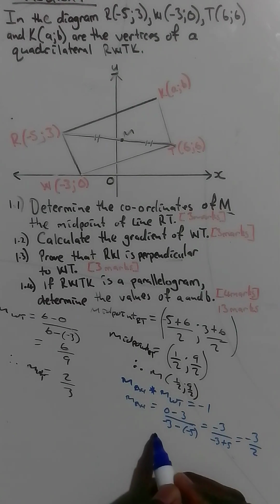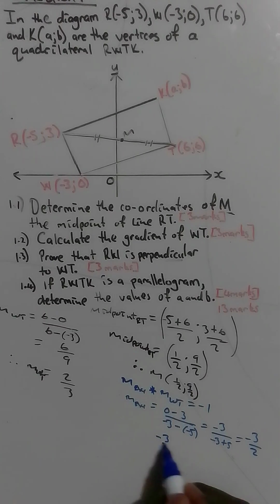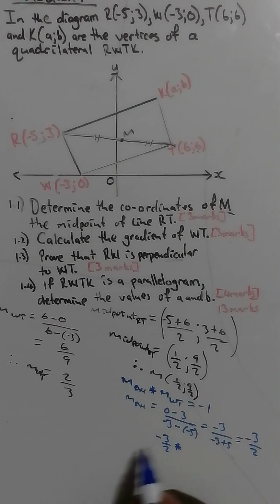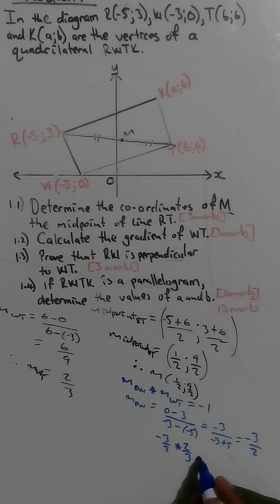Now the gradient of RW, -3 over 2, multiplied by the gradient of WT, which is 2 over 3.